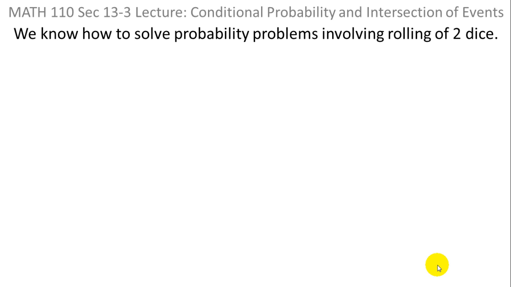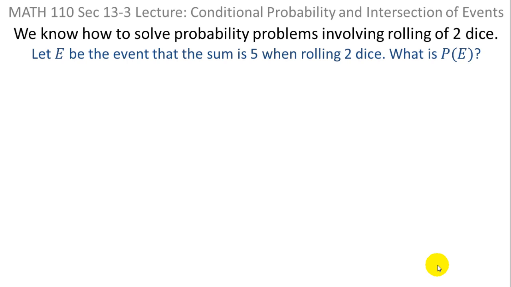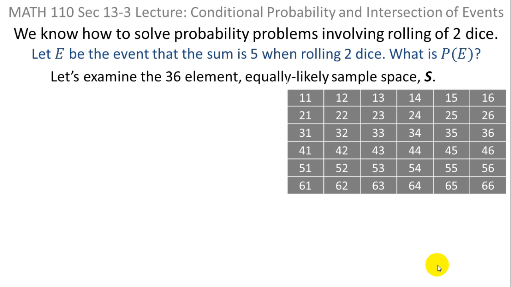We already know how to solve probability problems that involve rolling two dice. We've done a lot of that. So let's take an example like that and go a little further with it. Suppose we've got an event, call it E, and the event is that the sum is 5 when you roll two dice. And the question is, what is the probability of that event? In other words, what is the probability of getting a sum of 5 when we roll two dice?